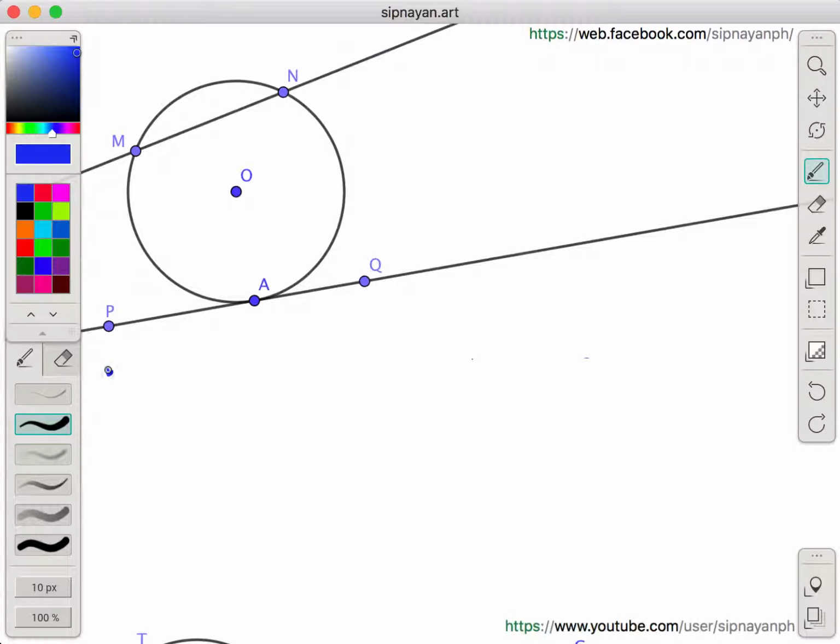So the first observation is that segment MN is actually a chord of circle O. When we say chord, from the previous video, it means a segment connecting two points. So if we only consider this segment, from here to here, then we can say that MN is actually a segment or a chord of circle O. Just this segment.